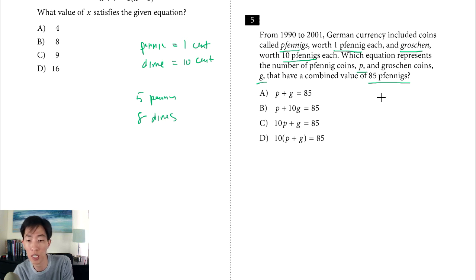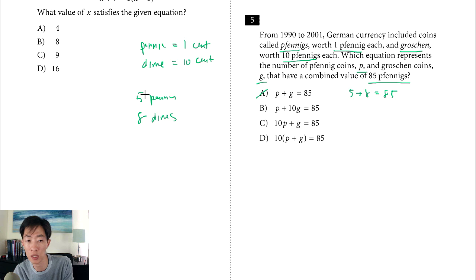So for choice A, obviously 5 plus 8 is not going to work because 5 plus 8 is 13 and it's not equal to 85 cents. The reason it doesn't work is because by plugging in 8 for the dimes, you're assuming that the value in cents is 8, but we know 8 dimes is actually 80 cents. So A is going to be out.